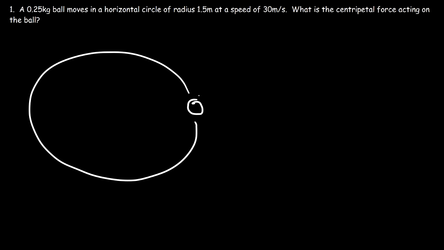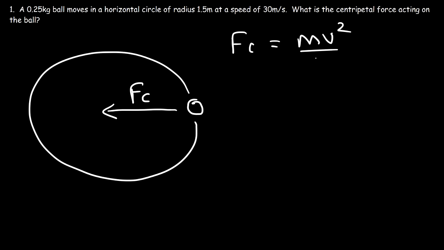Now let's move on to some practice problems. A 0.25 kilogram ball moves in a horizontal circle of radius 1.5 meters at a speed of 30 meters per second. What is the centripetal force acting on the ball? So here's the ball. It's moving in a circle. The centripetal force is always directed towards the center of the circle, and it's equal to mv squared divided by r. So we have everything that we need.